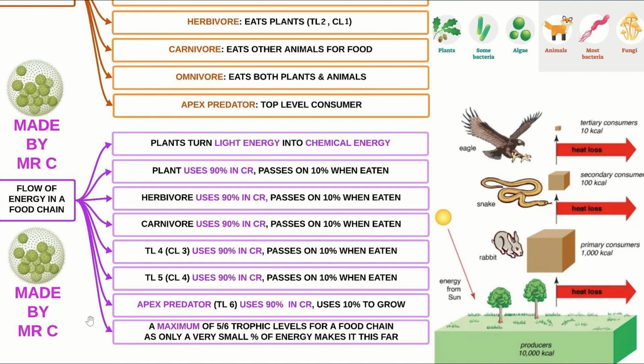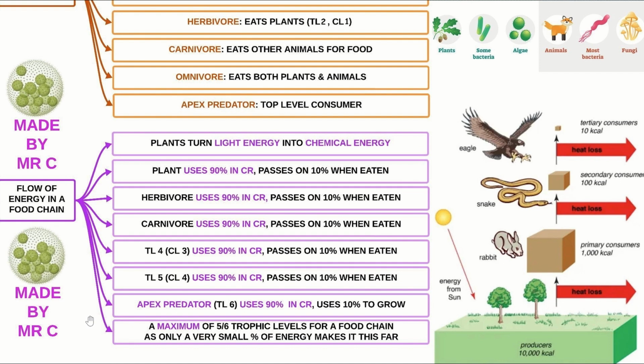Next, we'll discuss the flow of energy in a food chain. Plants turn light energy into chemical energy. Plants use 90% of this energy in cellular respiration, and only 10% is passed on when eaten. A herbivore uses 90% of the energy it gained in cellular respiration and only passes on 10% when eaten. A carnivore uses 90% of the energy it gained from eating the herbivore and only passes on 10% when it is eaten.